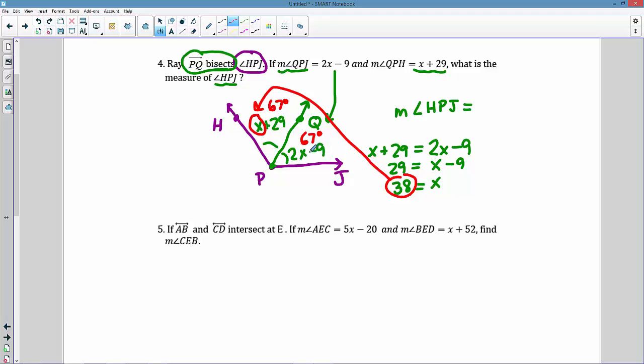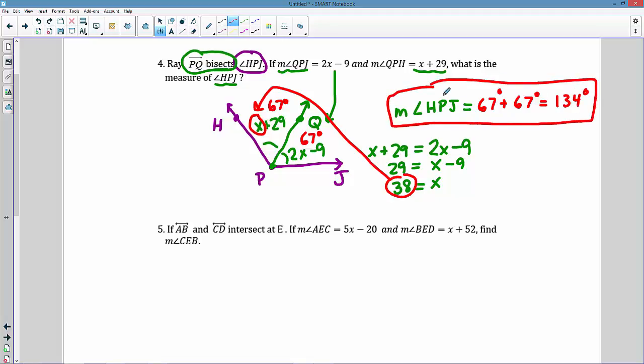So it works, they're both 67 degrees, but this angle here is both of them added together, right? Two baby angles equal the bigger angle. So the angle itself is 134 degrees. That's the final answer. Again, you have to find an equation. You have to write an equation. Okay, let's go to 5.